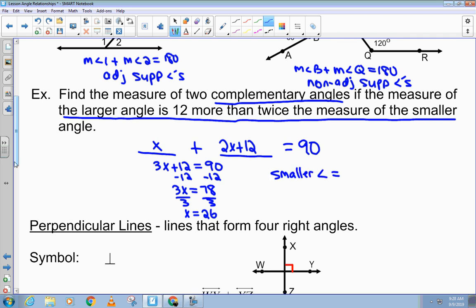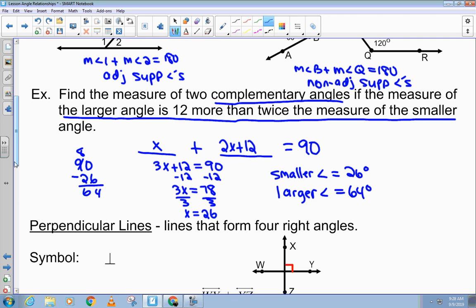You could do one of two things. Hold on, let me write this down. Okay? We know that they're complementary, so if one of them is 26, we could just subtract from 90, because together they equal 90. So 90 minus 26 is 64. That makes the larger angle 64 degrees.